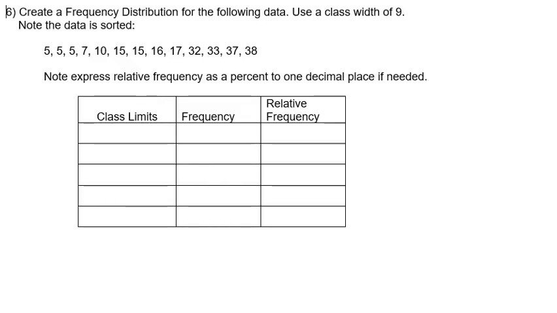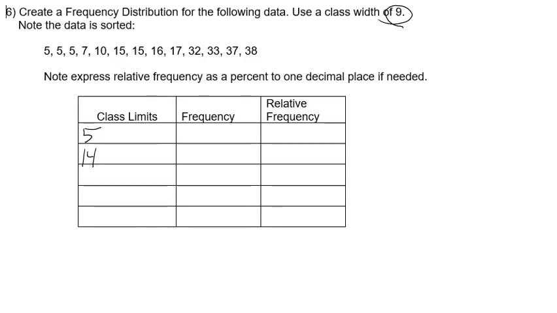So the data is sorted from here. Don't have to be sorted, but I'm just making it easier for you so that you can focus on the table itself. Well, this is numerical data. So we're going to choose our first class limit to be the smallest data value, which is 5. Now, we have chosen a class width of 9, so we're going to be adding 9 to 5. 9 and 5 is 14.